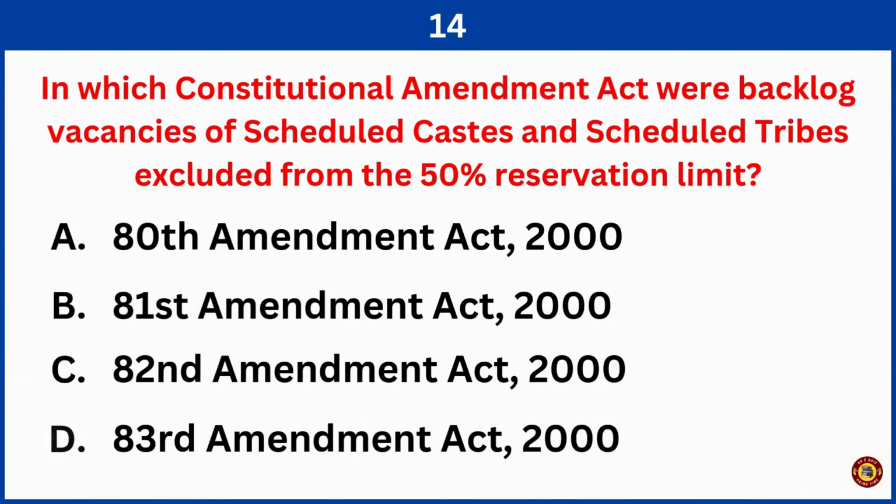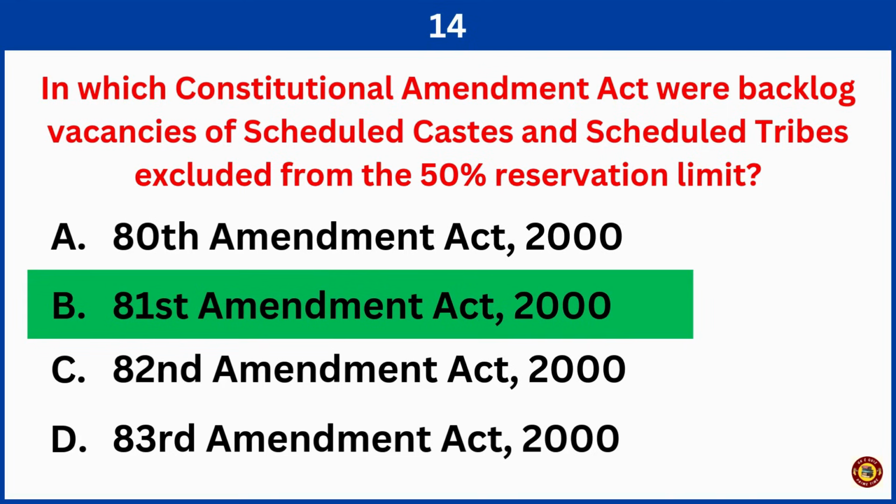In which Constitutional Amendment Act were backlog vacancies of scheduled castes and scheduled tribes excluded from the 50% reservation limit? Right answer is option B, 81st Amendment Act 2000.